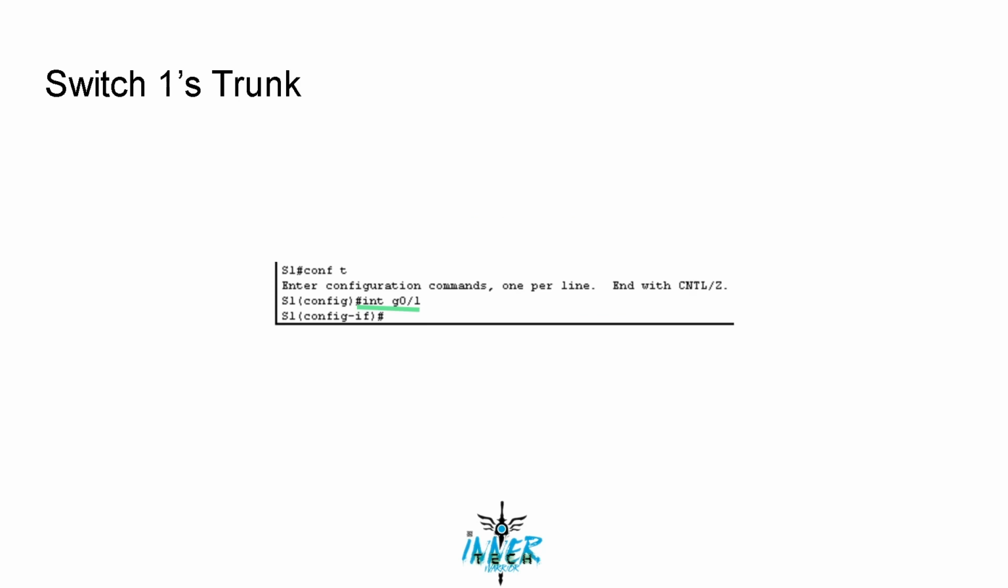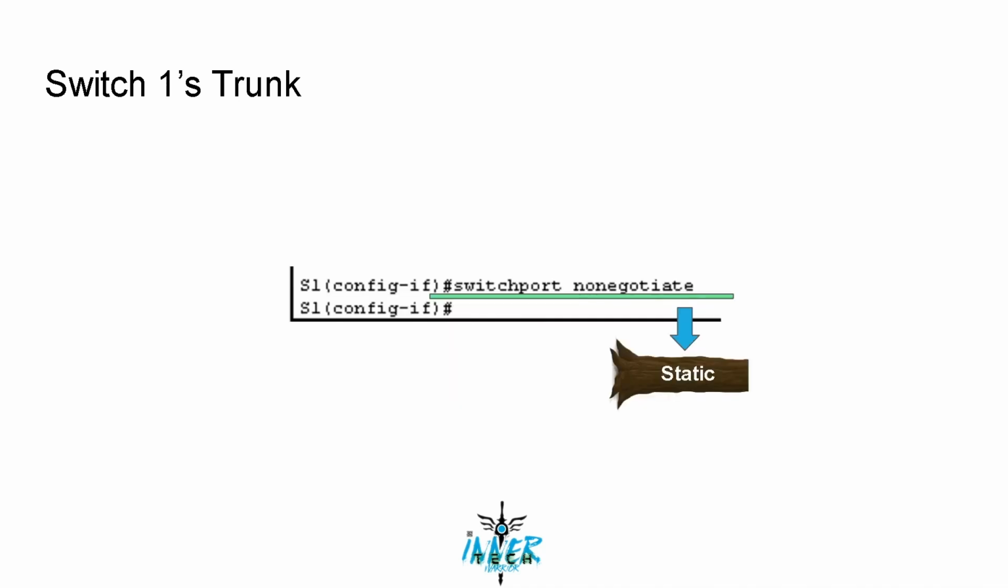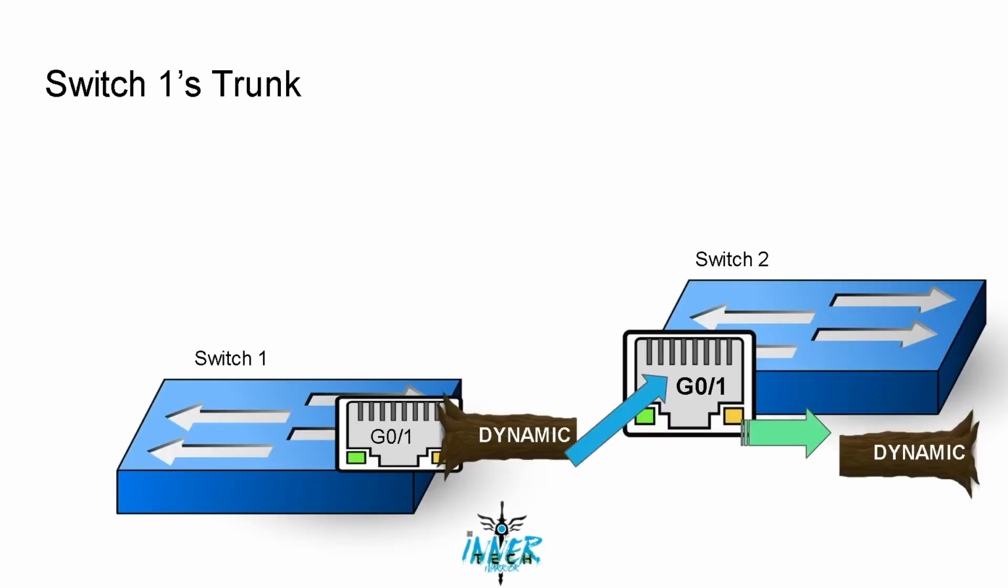So let's get into the configuration mode of G0/1 so we can make it a static trunk. To make it a static trunk, we need to run the switchport mode trunk command to turn it into a trunk for VLANs to go across. Then we have to do the switchport nonegotiate command, which tells the port not to negotiate the trunk, meaning it's static and not dynamic. If it were dynamic, it would try to make switch 2's G0/1 port, the port switch 1 is connected to, into a trunk port.